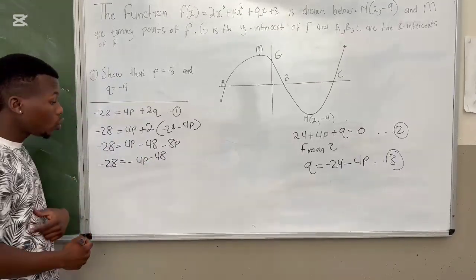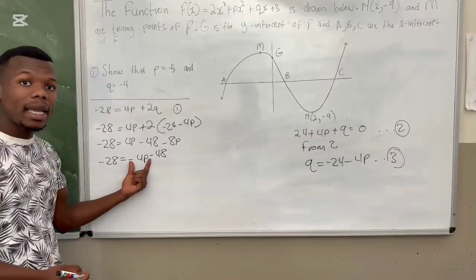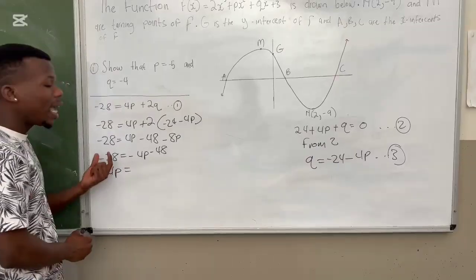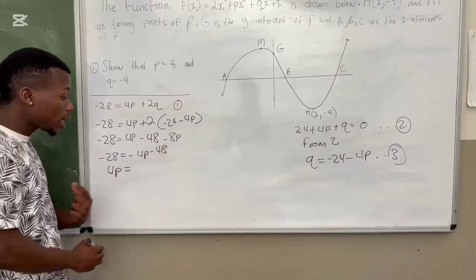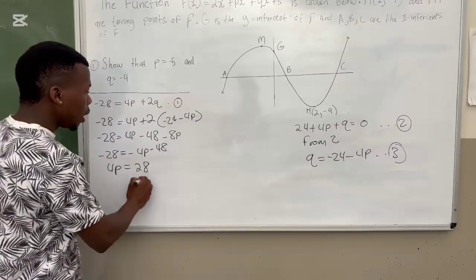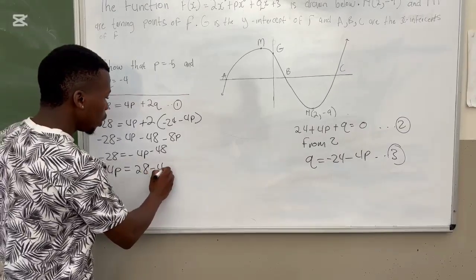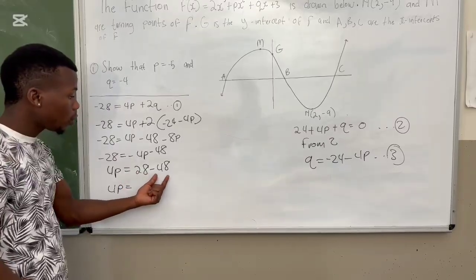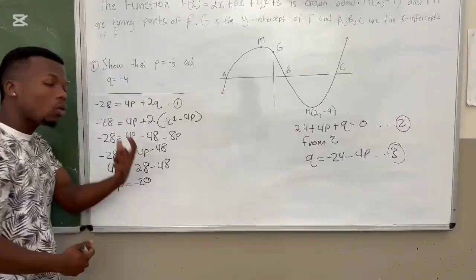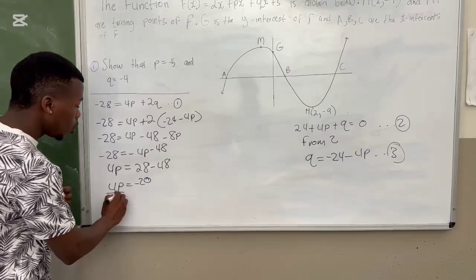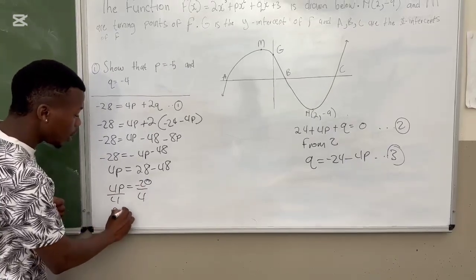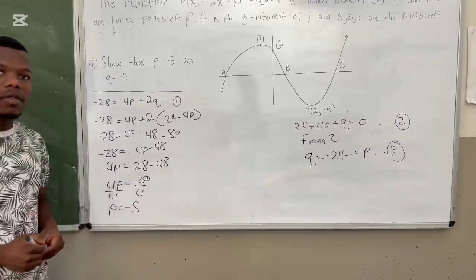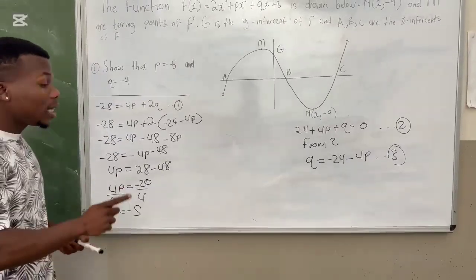48. This is going to be equal to, I'm going to transpose minus 4p to this other side. I will be left with 4p is equal to, and transpose minus 28 to this other side. This is going to be 28 minus 48. Then 4p is equal to, what is 28 minus 48? It is minus 20. I will divide by 4 both sides in order to solve for p. In other words, my p is equal to negative 20 divided by 4, which is minus 5.